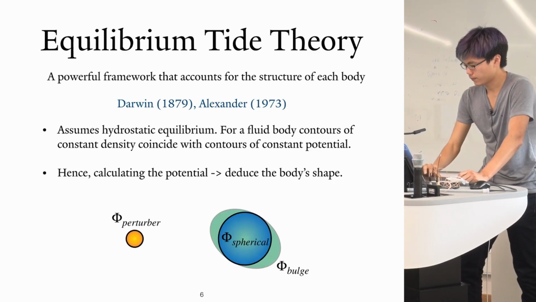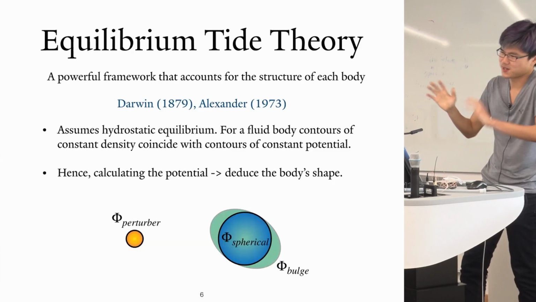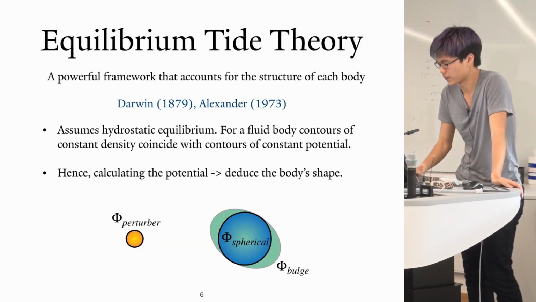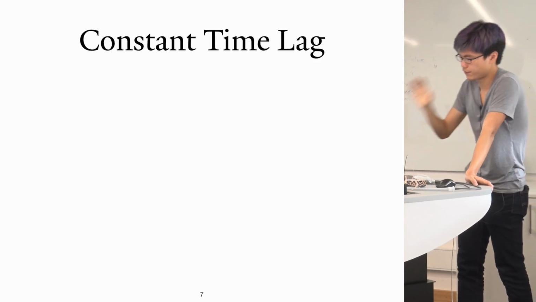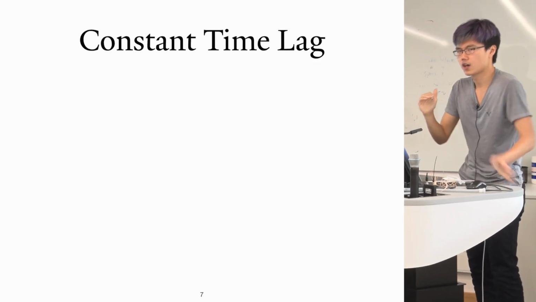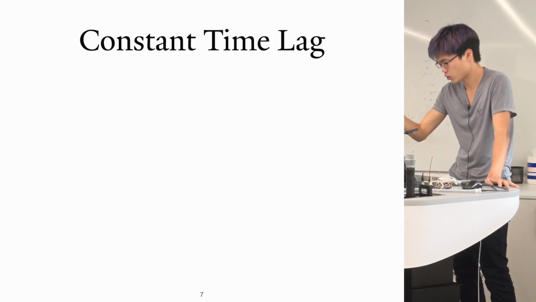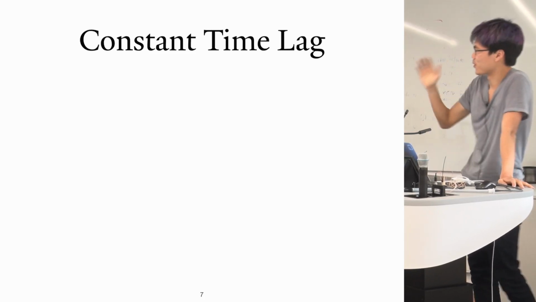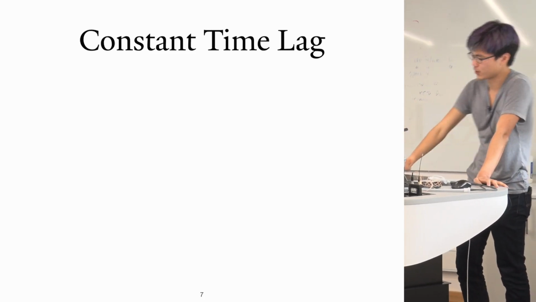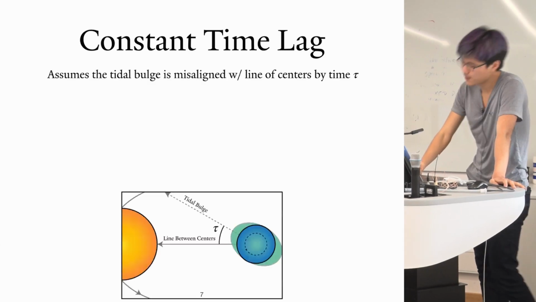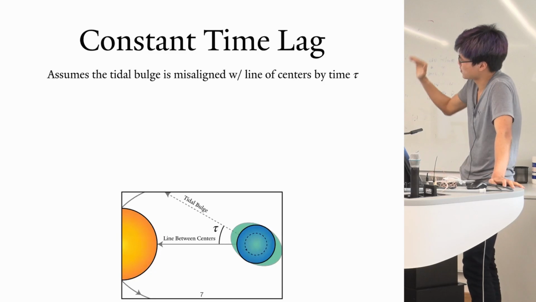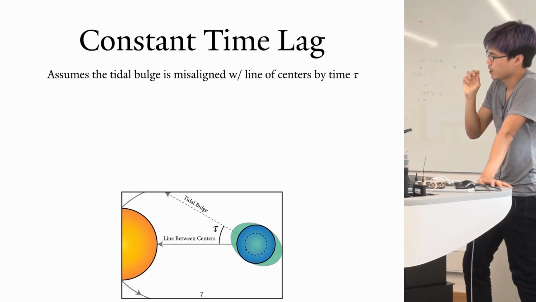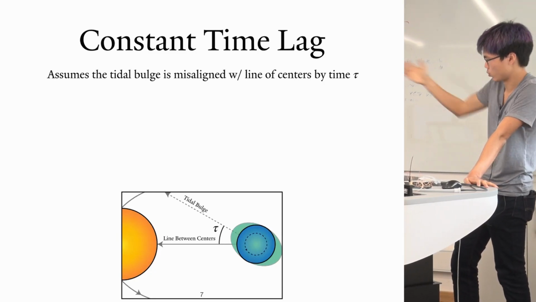Now, of course, in practice, it's very difficult to do this. The shape and orientation of the tidally perturbed body is very sensitive to internal structure. So there is a need for another level of approximation. And I'm going to talk about one of them, which is the constant time lag model. As the name suggests, this approximation assumes that the tidal bulge is misaligned with the line of centers by a constant time, which we'll call tau here.